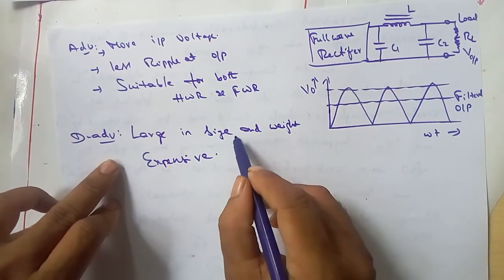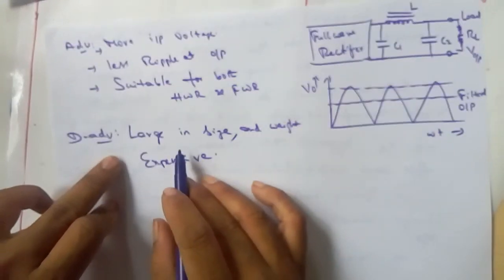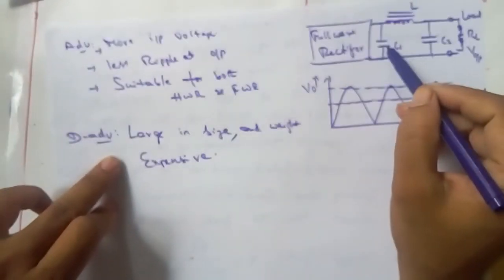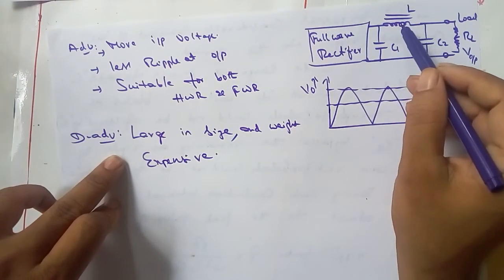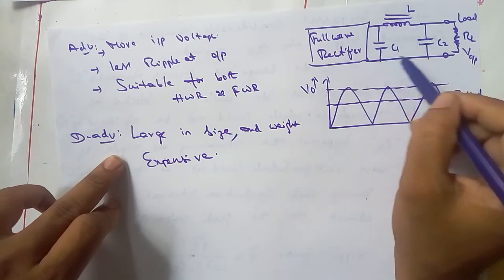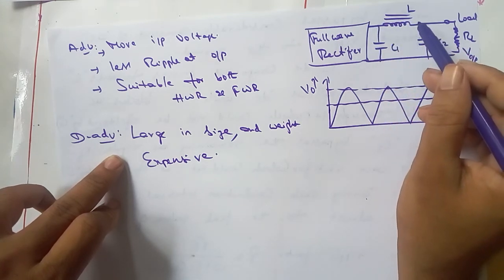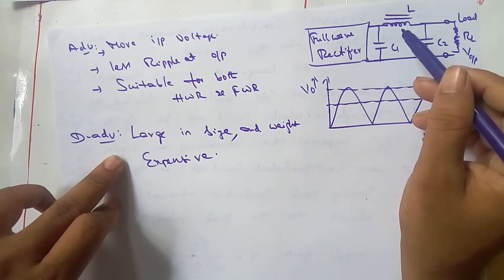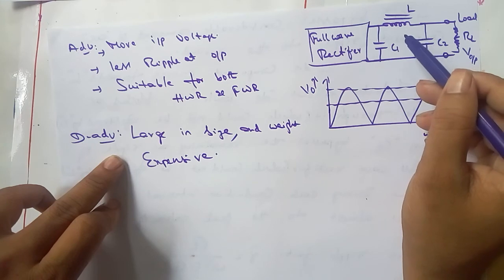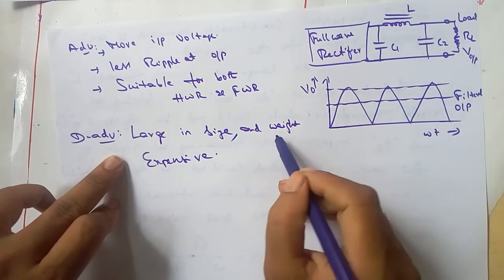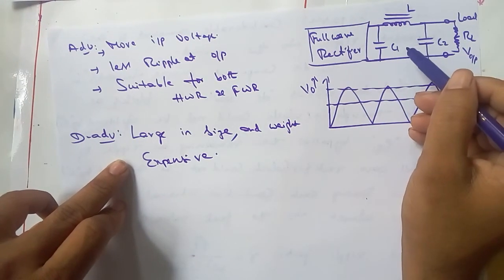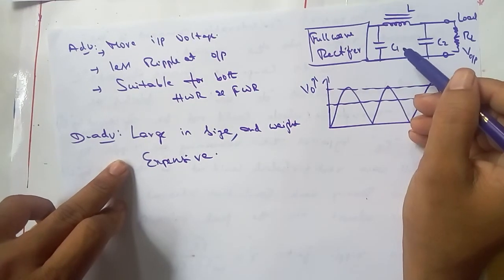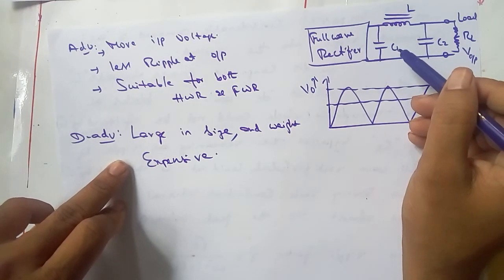It is large in size. Why? Because we are connecting two capacitors and one inductor. That's why it is large in comparison with the remaining three filters: series inductor filter, parallel capacitor filter and L section filter. Right? It is also bulky, heavy and occupies more space. That is the meaning of this.